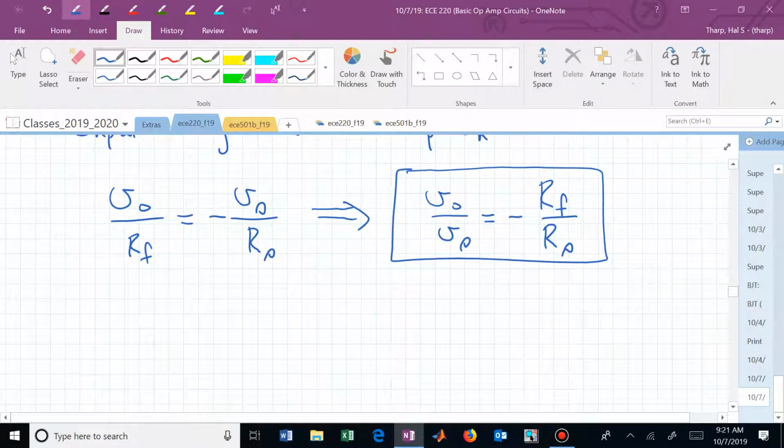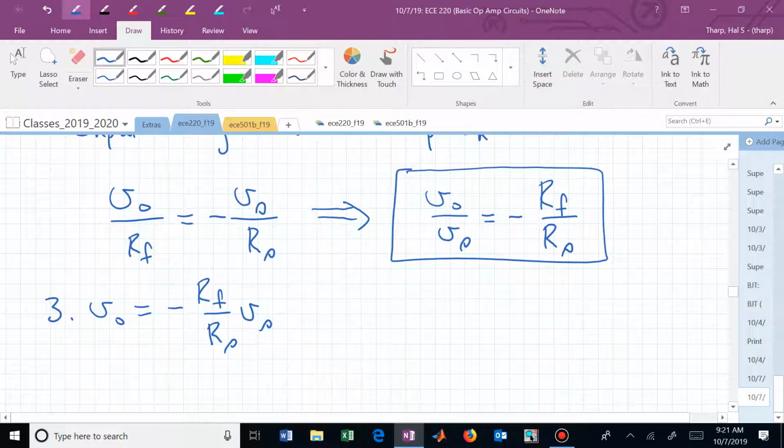Now we can actually go on to step 3 and solve for V sub 0. Now we want to put V sub S back onto the other side, and now we have this relationship for the output voltage.